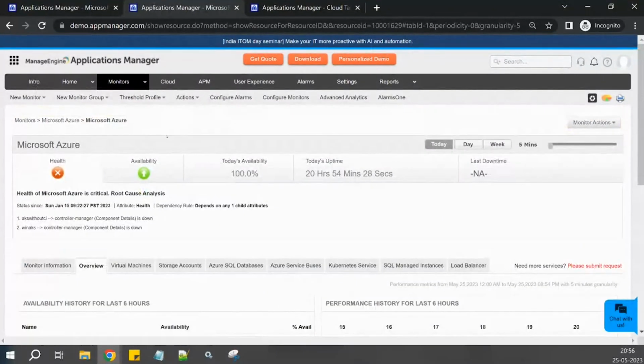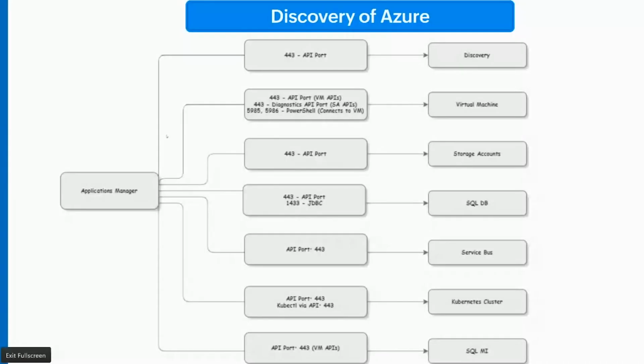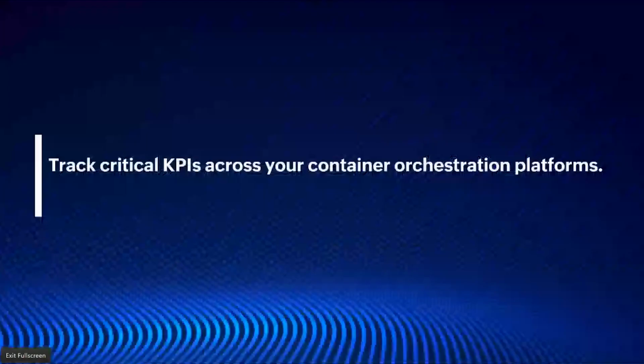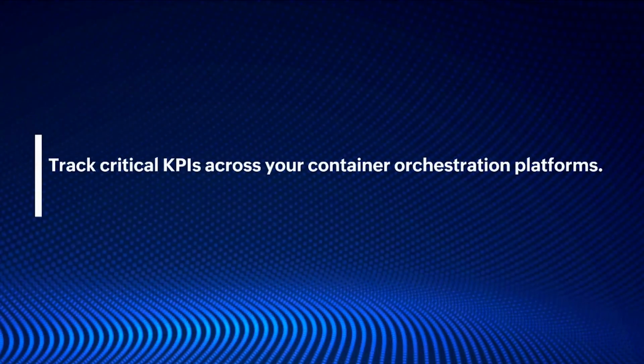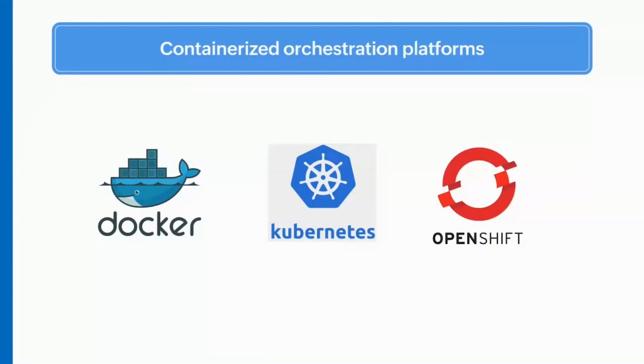Let me take you to the next topic of today's session. The next topic we'll be discussing is how to track critical KPIs across your container orchestration platforms. When we talk about container orchestration platforms, in Applications Manager we support Docker, Kubernetes, and OpenShift.